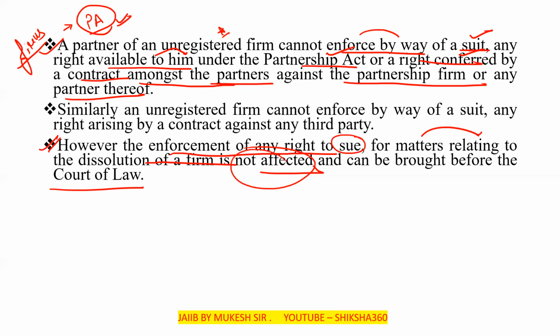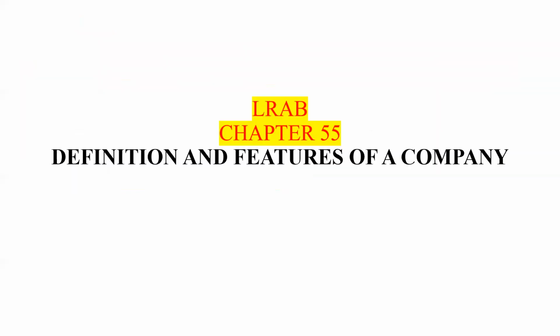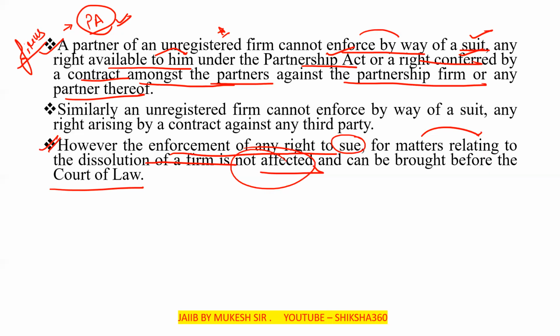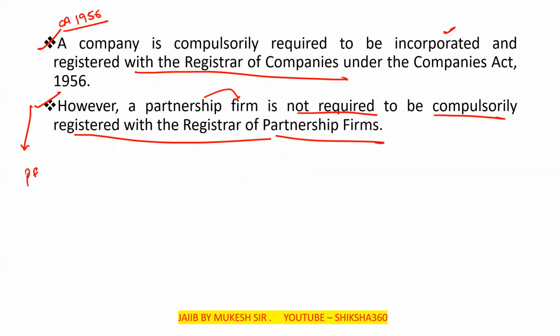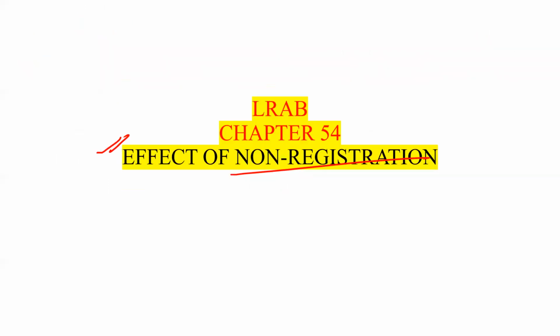So these are some of the terms and conditions mentioned under the Partnership Act, and we have already discussed the impacts of the registration of the partnership firm. I hope it is clear to all of you regarding the partnership firm. We have discussed chapters 49, 50, 51, 52, 53, 54. All these 6 chapters are related to the partnership firm.